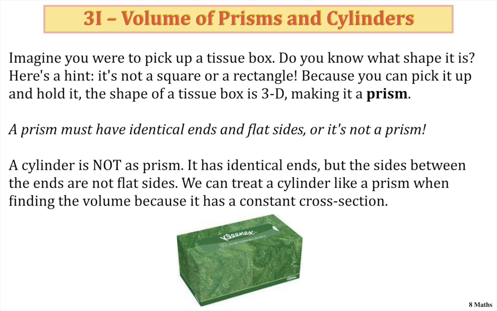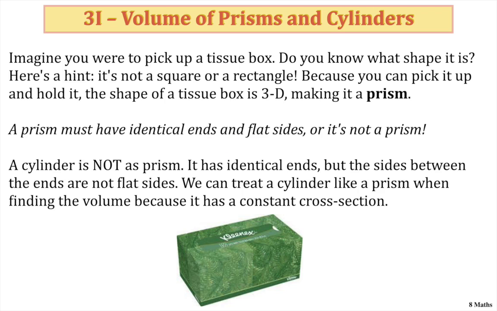What I want you to imagine is that you've seen a tissue box before. If you pick up a tissue box, what's the actual name of the shape? Well, it's not a square, it's not a rectangle, because it's three-dimensional. It's actually called a rectangular prism. Now we've talked about prisms when we dealt with surface area, but let's actually get into what makes a prism. Well, a prism has to have identical ends and flat sides.